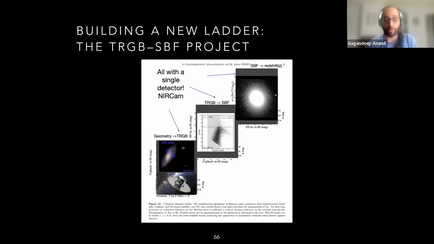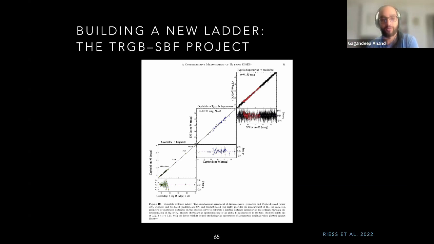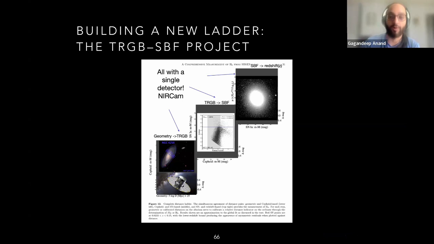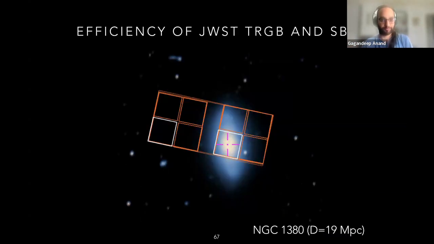A key point here is you can do this all with the same camera on JWST, the near-infrared camera. The SHOES group has worked very hard to do a similar thing, and that is measure the Cepheids in the same photometric system with Hubble. We can do one step better with the TRGB and SBF because we can also do the final rung measurements in the same camera. The SHOES distance ladder couldn't measure supernovae all with Hubble, but we could do SBF all with JWST, just like we can do with TRGB.